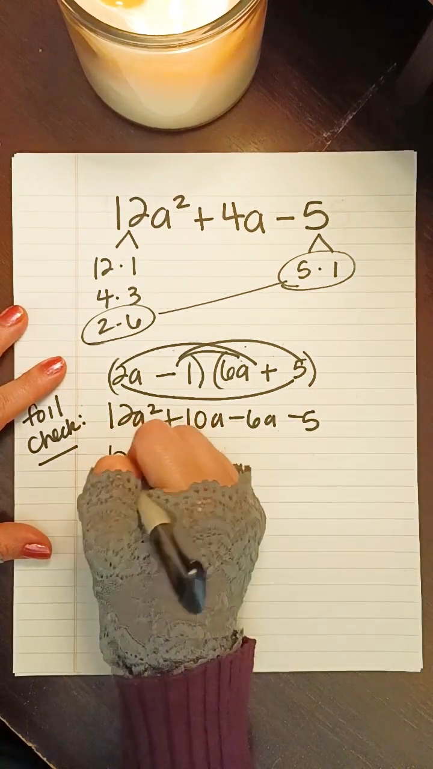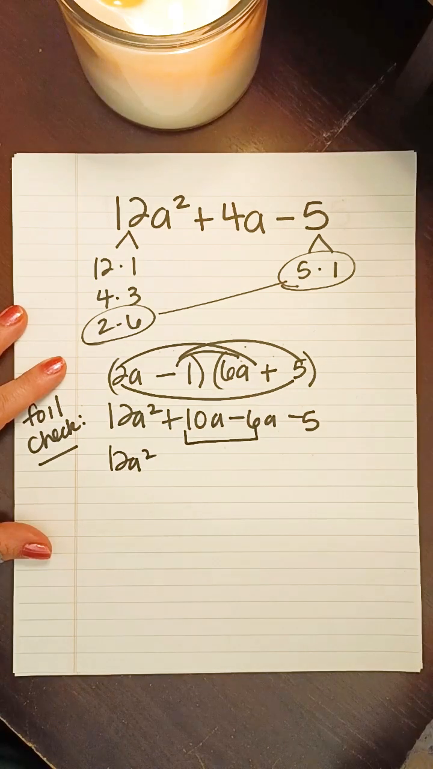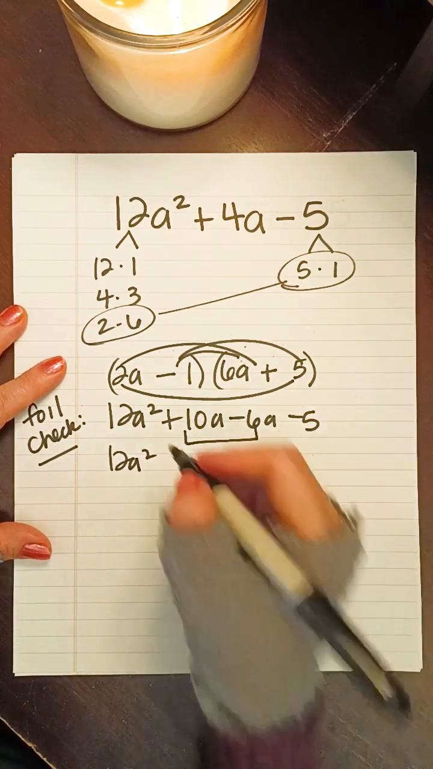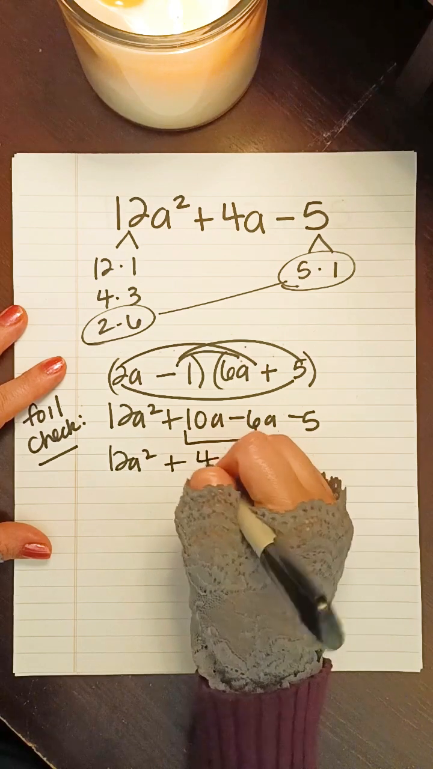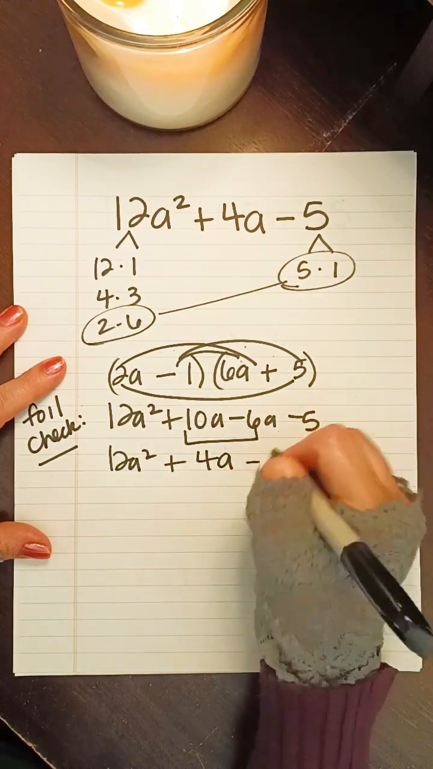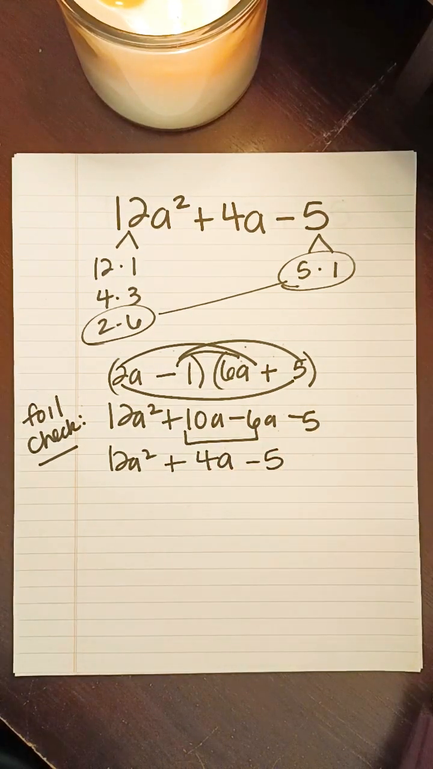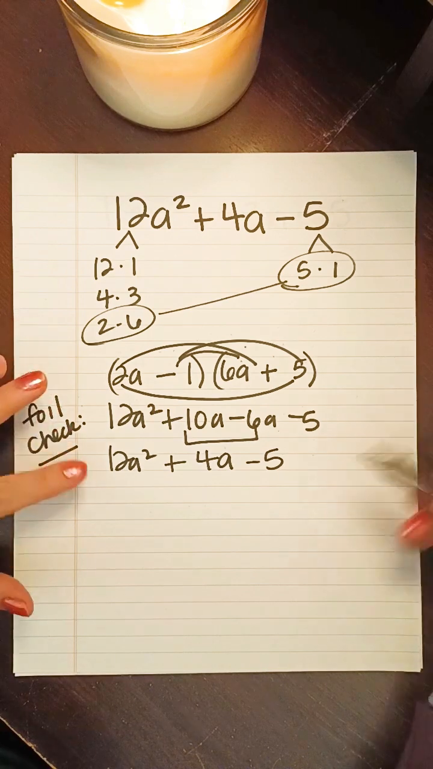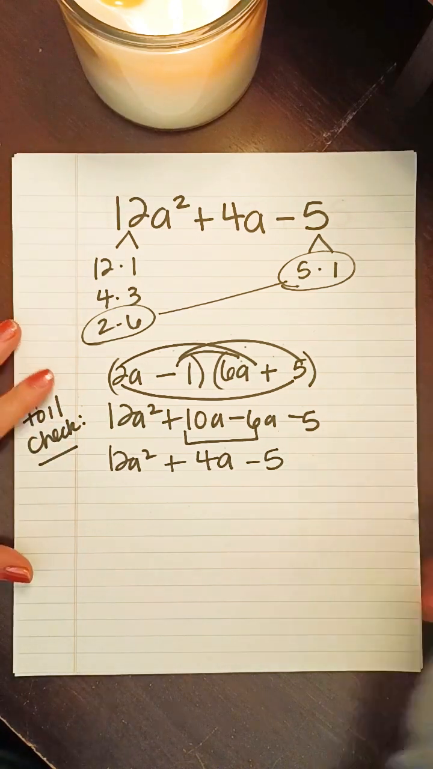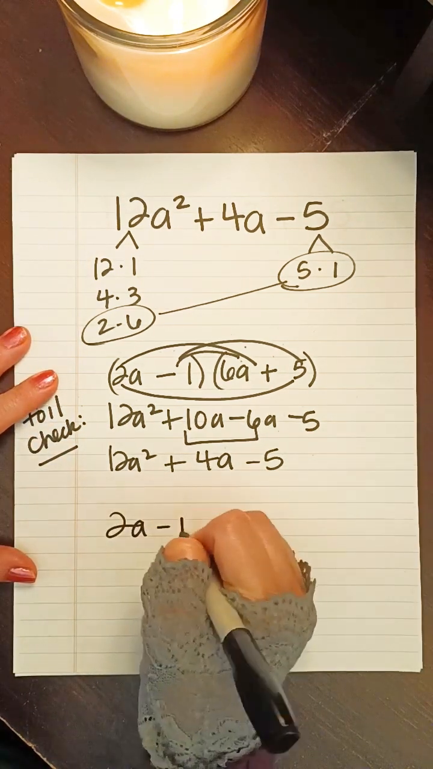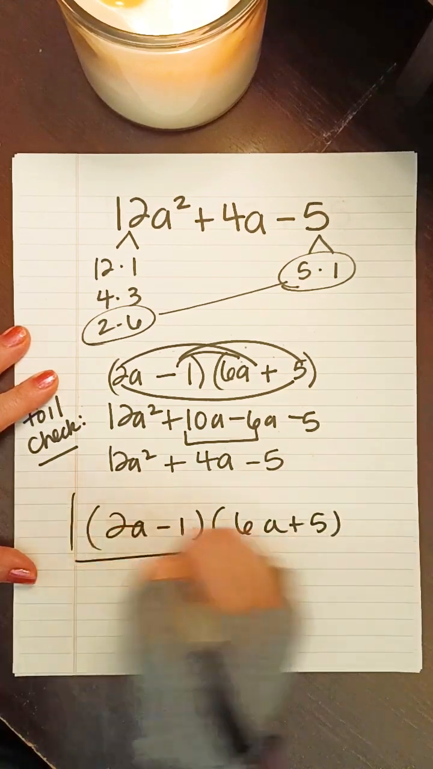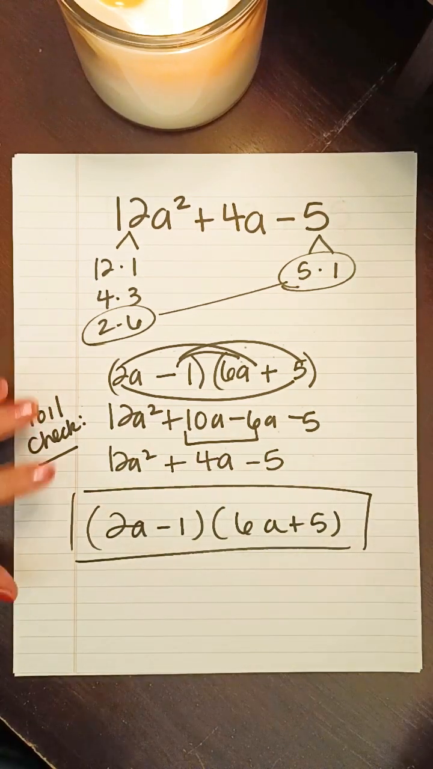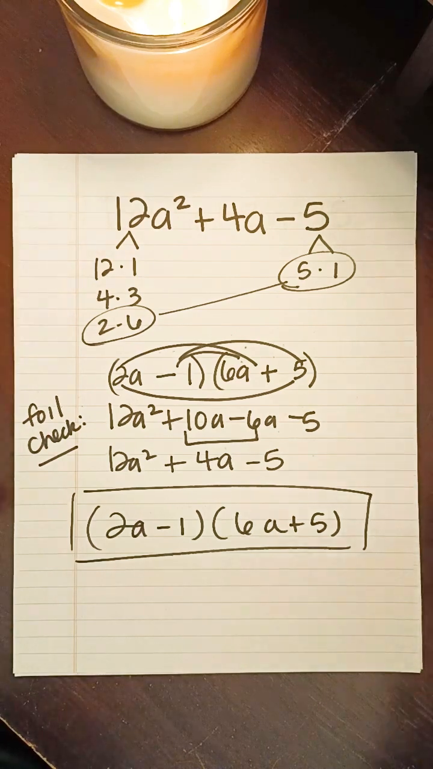So this is 12a squared. 10a's minus 6a's, that's simplified. We get, by my terms there, we get 4a and minus 5. Okay, so we got our original quadratic. So again, that would make these two binomials the factors of our quadratic.